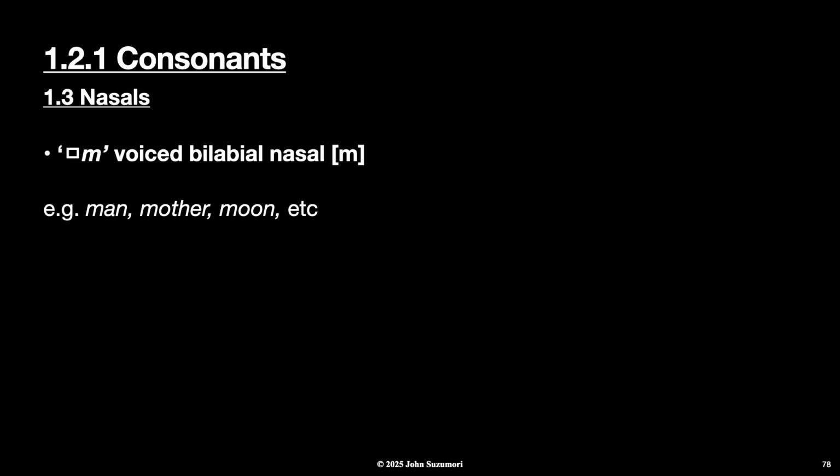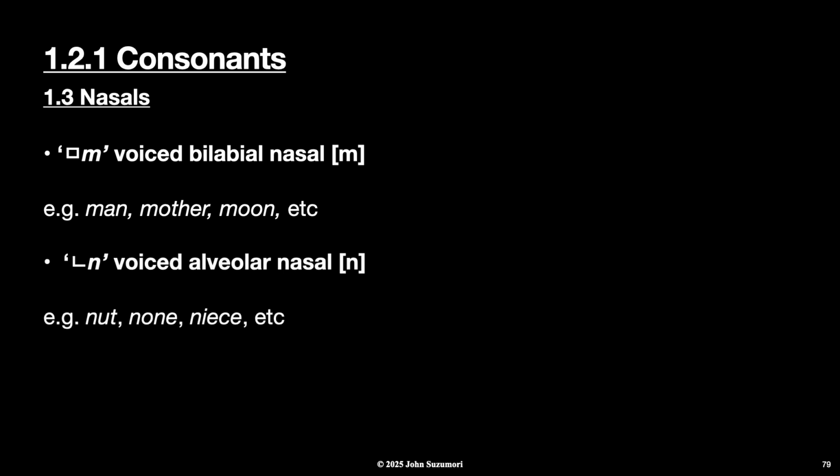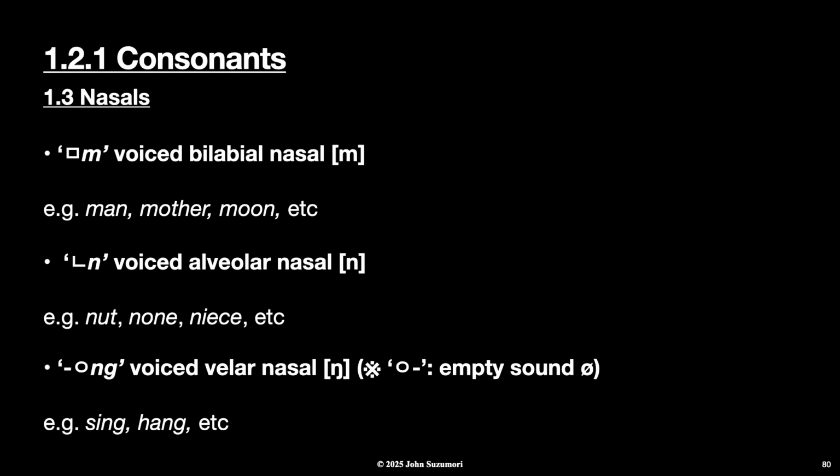The bilabial nasal sound can be found in the onset of English words like man, mother, moon, etc. The alveolar nasal sound can be found in the onset of English words like nut, none, niece, etc. The velar nasal sound can be found in the coda of English words like sing, hang, etc.